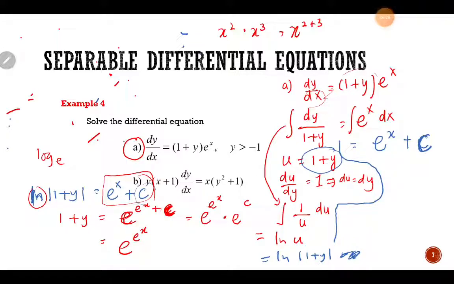E to the power of c ni you can replace it with a big constant. Tak nak tulis e to the power of c. Okay, sebab dia tu adalah satu value lah, satu nilai. So y, finally our y, the final answer is c times e to the power of x minus 1. Ni adalah jawapan akhir kita.